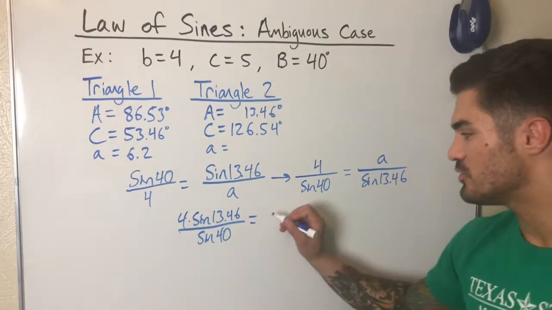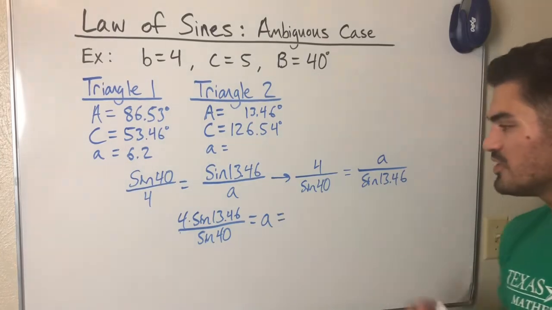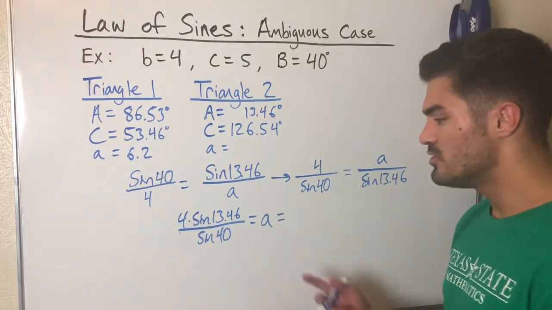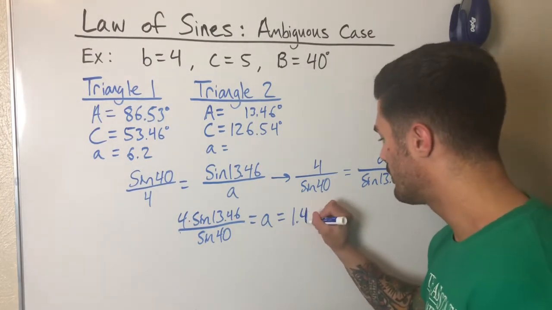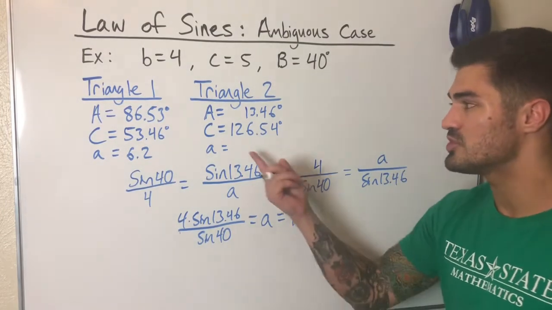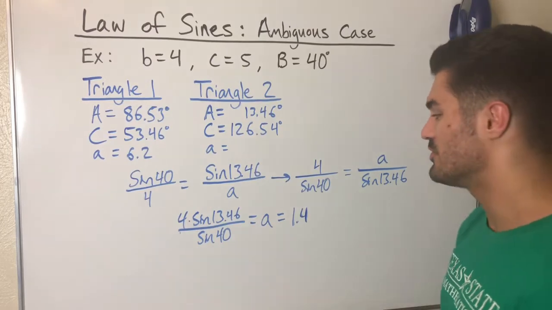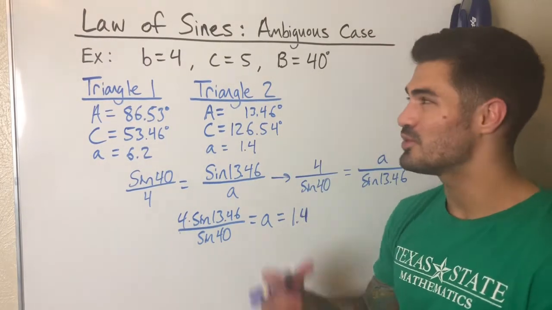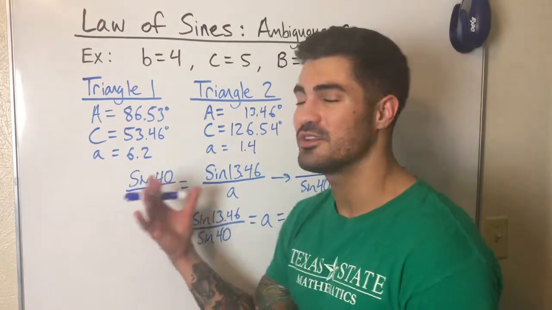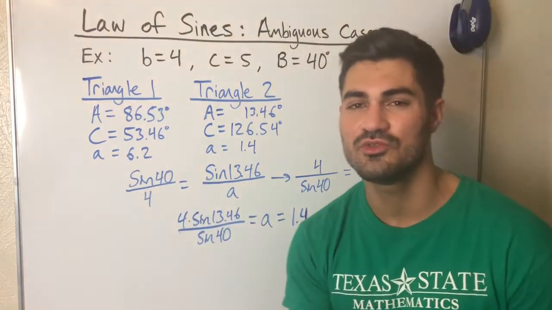Which equals what? This equals my side A, and when you punch this into a calculator, you get 1.4. And it makes sense that this side is really small because the angle across from it is really small as well. 1.4, and that's it. So given this information, we were able to find two triangles. So this is a two triangle case.